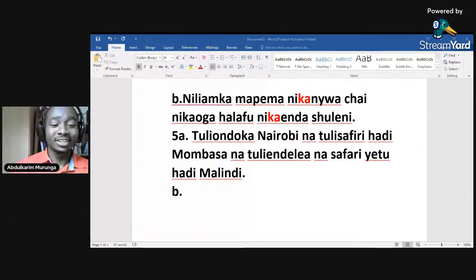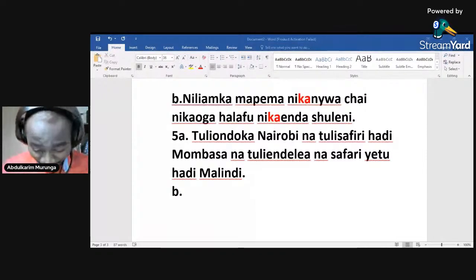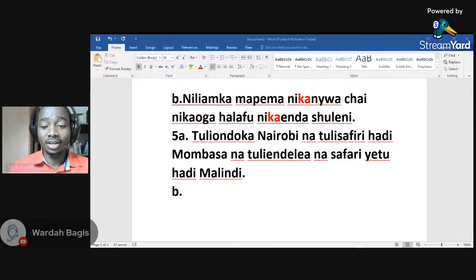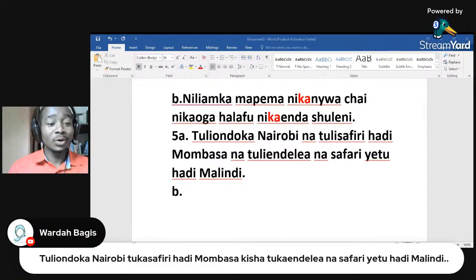Another one, just write another. Yeah, another example here. Warda ameandika tuliondoka Nairobi, tukasafiri hadi Mombasa, kisha tukaendelea na safari yetu hadi Malindi. Vizuri sana Warda. Sawa, vizuri sana.